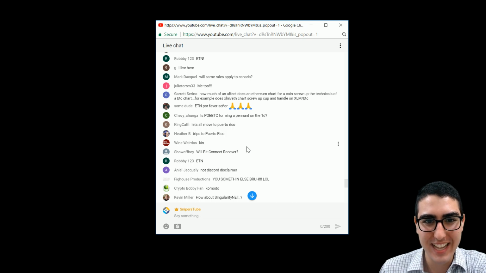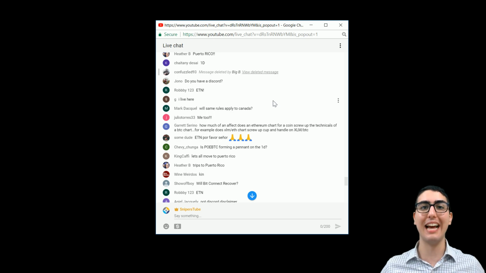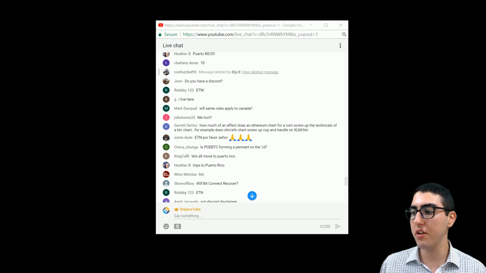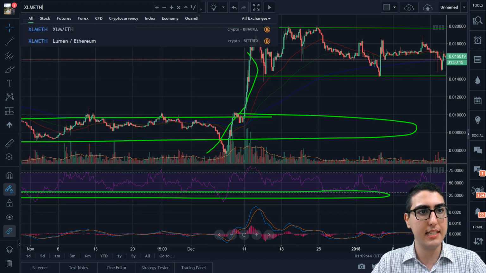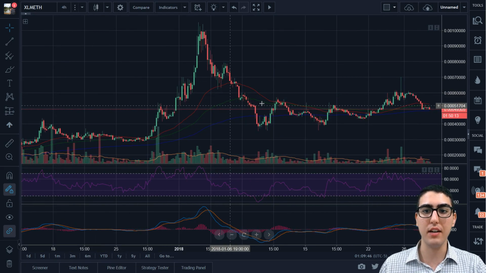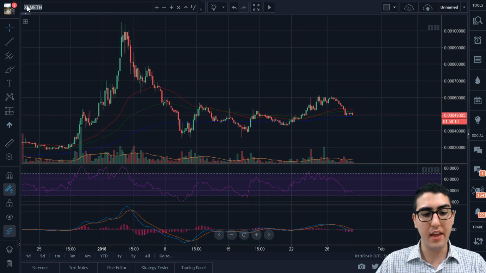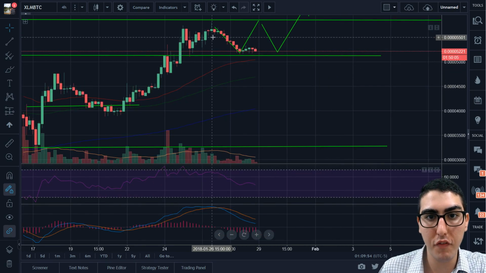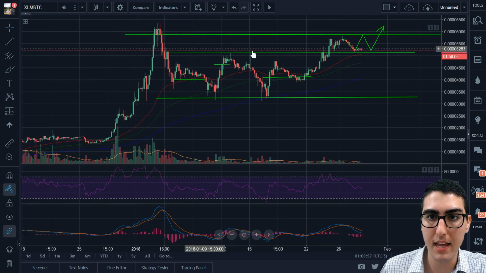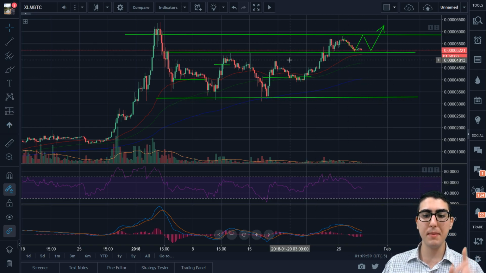That is hilarious. How much of an effect does an Ethereum chart for a coin screw up the technicals of a BTC chart? For example, does the XLM ETH chart screw up a cup and handle on XLM BTC? Garrett Sereno, it's literally exactly what it's meant to be, right? An Ethereum chart, if you're trading Ethereum, shows you exactly what the value is of something against Ethereum. So if you do XLM ETH, then you're seeing the exact value against Ethereum. It's very different than the XLM BTC chart, where it's a whole different type of pattern. So you can see we're still following this. Remember, we talked about this cup and handle being overstretched. That's exactly what's occurring.